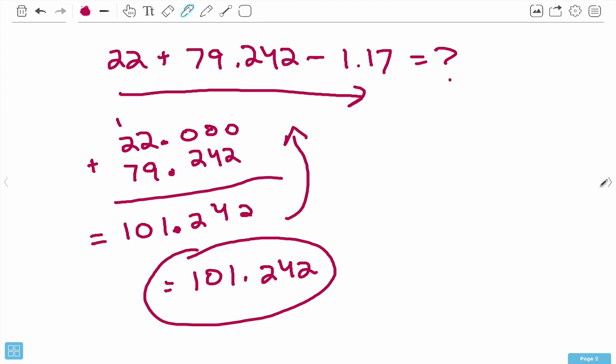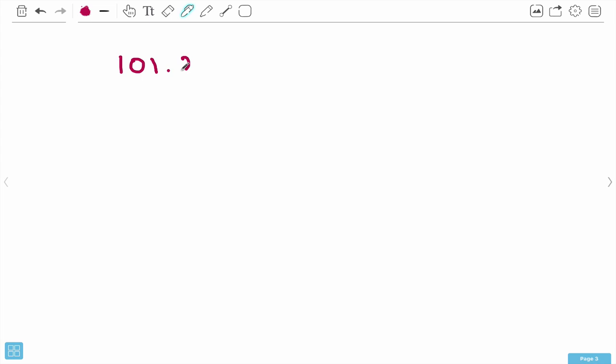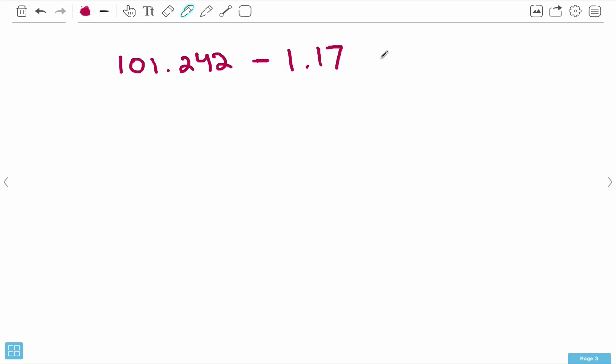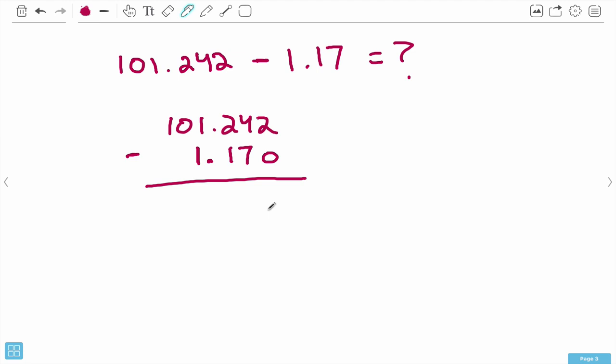So 101.242 minus 1.17 equals what? So now, again, we're just going to line up the decimals, and we'll do 101.242 minus 1.17. Use the 0 as the placeholder. 2 minus 0 is 2.